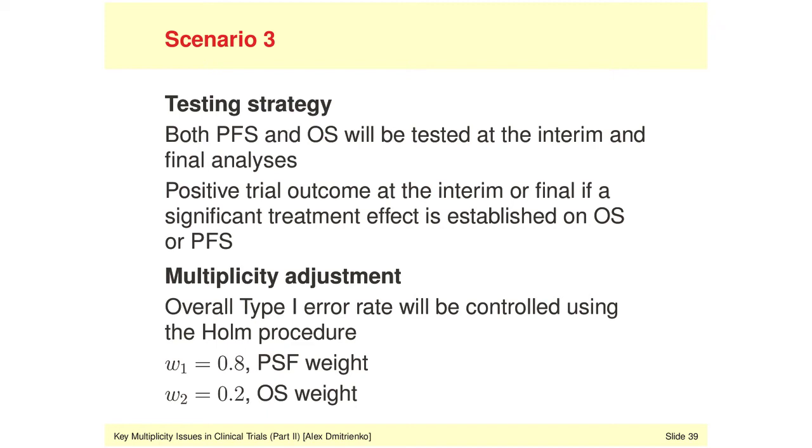We're going to assign a larger weight, specifically W1 will be set to 0.8, which means that initially 80% of the alpha will be assigned to the PFS null hypothesis, and the remaining weight will be assigned to the overall survival null hypothesis. Of course, due to the nature of the Holm procedure, due to the option of alpha propagation, those tests will be updated when we begin testing the two null hypotheses.